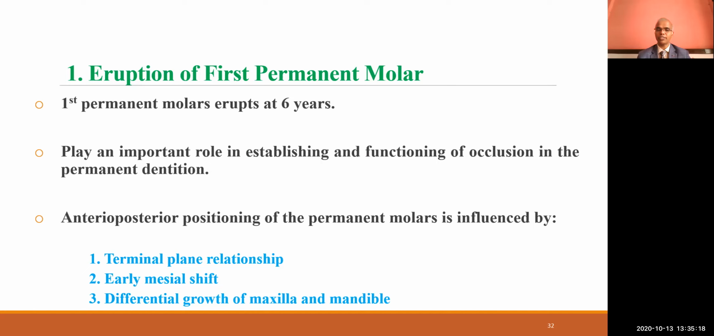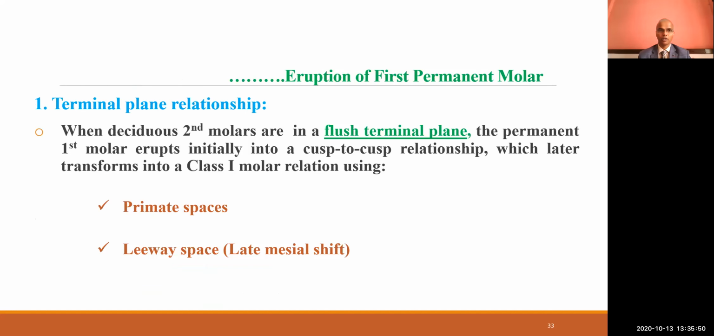So the anterior-posterior positioning of the permanent molars is influenced by three factors. One is terminal plane relationship. It is either flush terminal plane, mesial step or distal step. Then early mesial shift of molars by utilizing primate space, and differential growth of maxilla and mandible. These three factors determine the anterior-posterior positioning of the permanent molars.